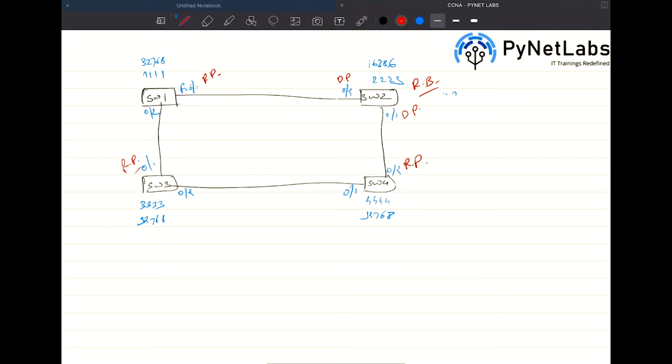So you consider the upward connected switch, the uplink switch that you are connected with, and you select the port that is connected to the uplink switch which has the lowest MAC address.